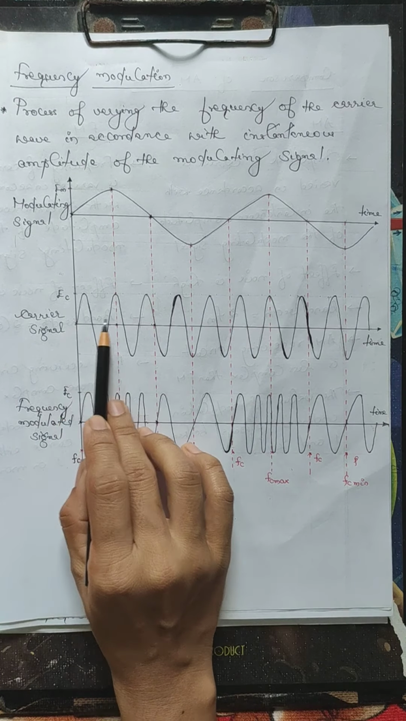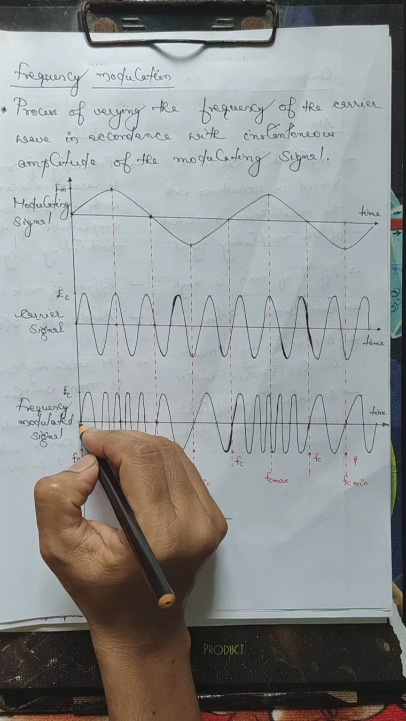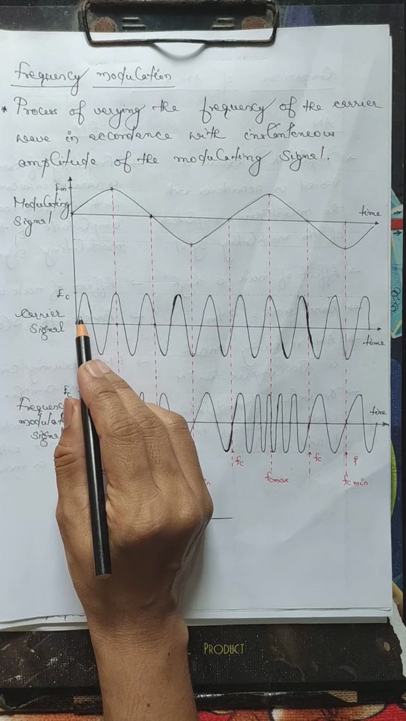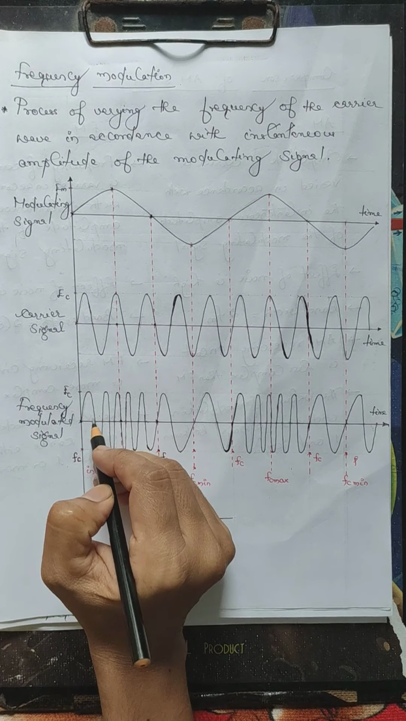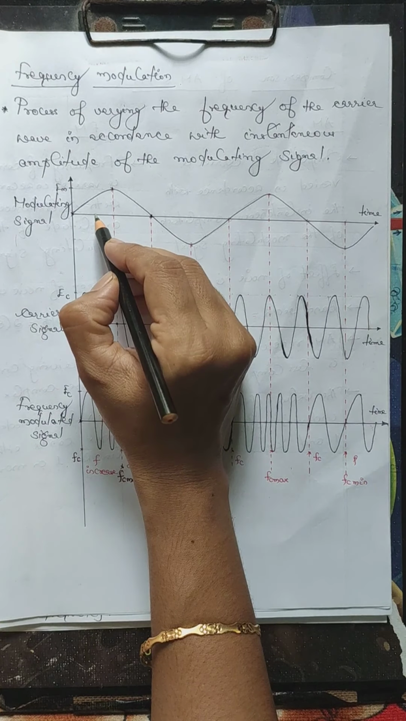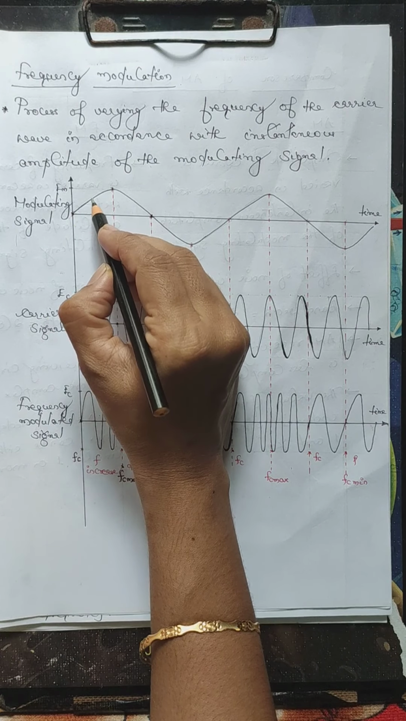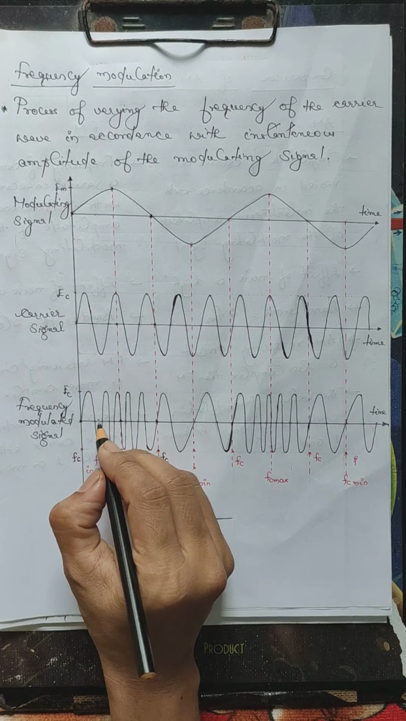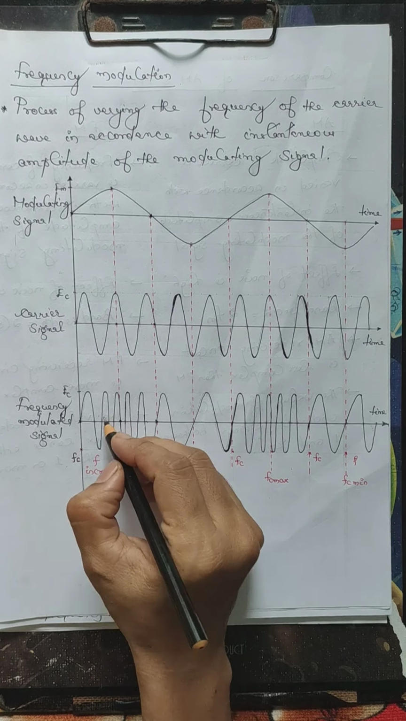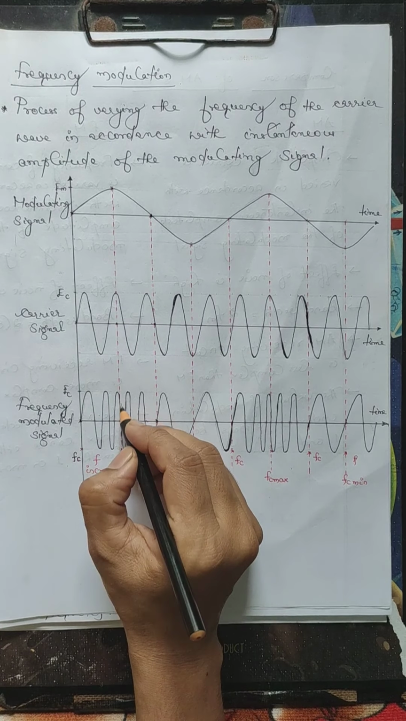So at this point, the modulating signal is having an amplitude which is 0. So we don't have to change the frequency of the carrier. So draw the wave as it is here. After this point, the amplitude of the modulating signal is increasing. So we have to correspondingly increase the frequency of the carrier. So increase the frequency of the carrier.